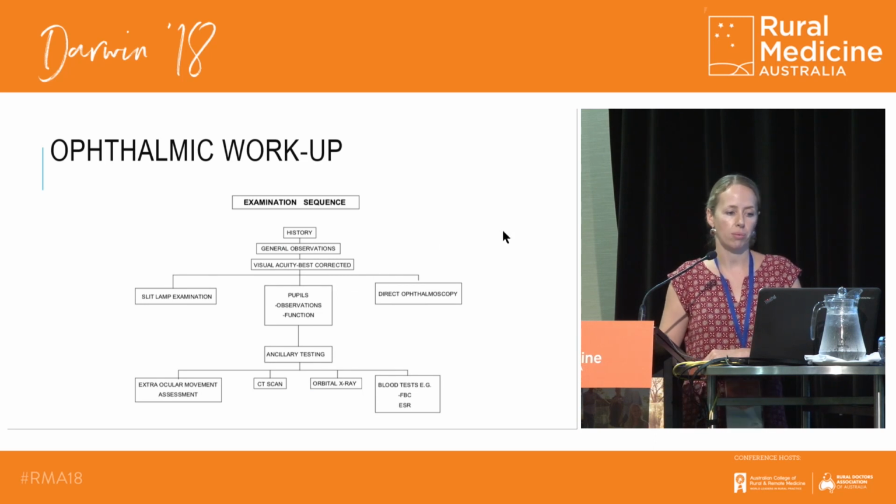Now, in terms of the ophthalmic workup, start off like any other problem in medicine. Start with a good history, then a general examination, visual acuity testing. Always do visual acuity for an eye case, and then you move on to other examinations: slit lamp examination if you have access to a slit lamp, pupils, extraocular movements, and direct ophthalmoscopy if that is indicated. Further ancillary testing if you have access to that, including scans and blood tests, and formal visual testing if that's available.